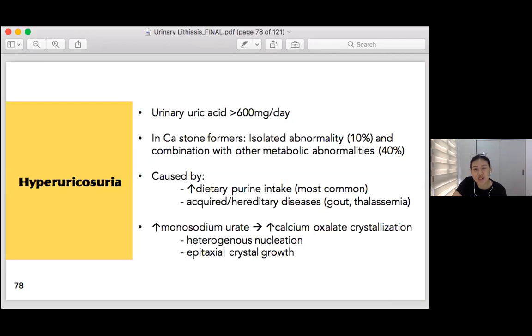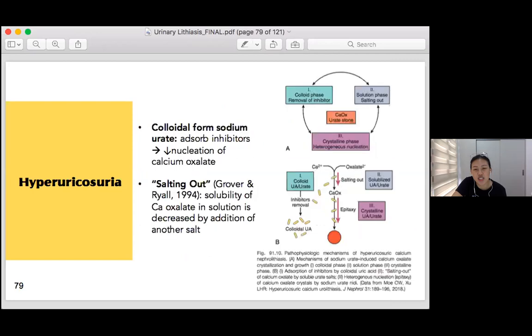in the hyperuricosuria has been shown to increase monosodium urate, which in turn promotes calcium oxalate formation through both heterogeneous and epitaxial crystal growth. It has been shown to absorb naturally occurring macromolecules of crystallization. This reduces effective nucleation of calcium oxalate. However, some have proposed a process of salting out, which is a process whereby the solubility of calcium oxalate in solution is decreased by the addition of another salt.